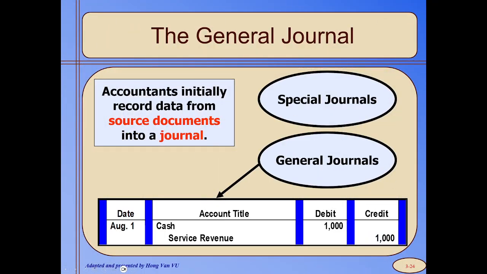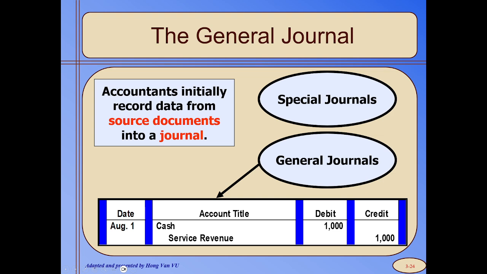The companies may use a general journal as well as several special journals. Special journals are used to record specific types of repetitive transactions. For example, a company may use a special journal to record cash receipts, another to record cash payments, a third to record purchases on account, and yet another to record sales on account. Transactions that do not fit in a special journal are recorded in the general journal.